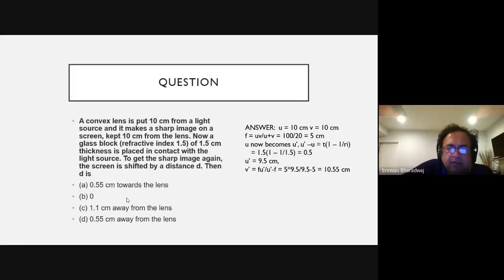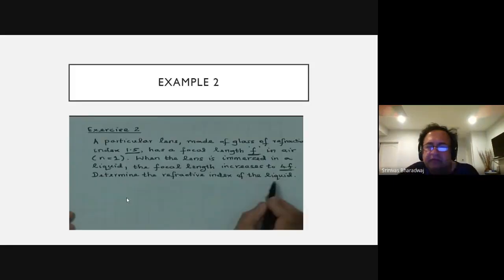Okay, so by how much do they have to move the screen? So he finds that the v is 10.55. Because the v is 10.55, you have to move the screen 0.55 away from the lens, so that you end up with a v of 10.55 rather than 10. So then only you will get a sharp image on the other side.